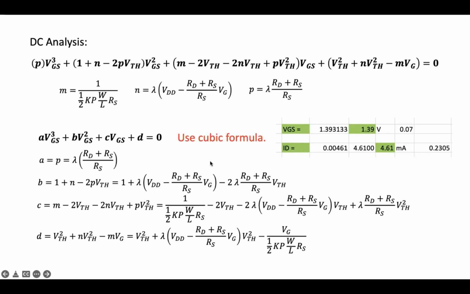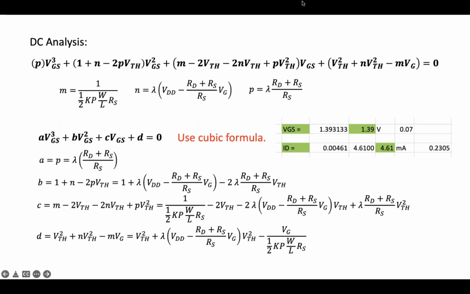So if we are going to use the cubic formula, we should get 3 possible answers. So select the value of VGS that is greater than the threshold voltage. Yun yung criteria natin, no? The VGS must be larger than the threshold voltage. Okay? Then after solving the VGS, we can now solve the drain current and the VDS. So in this example, for the given circuit, VGS is 1.39 volts and the drain current is 4.61 milliamperes.